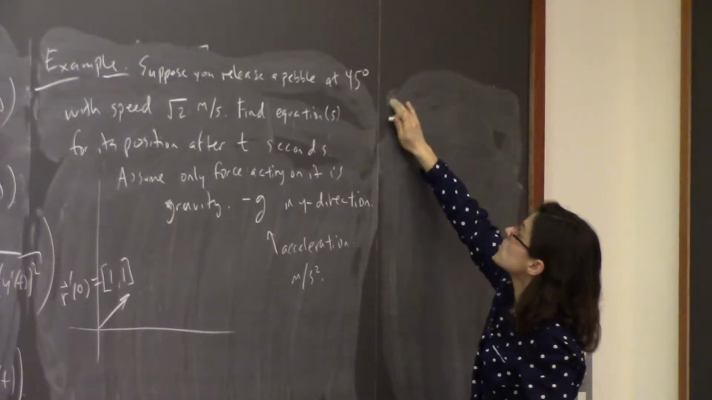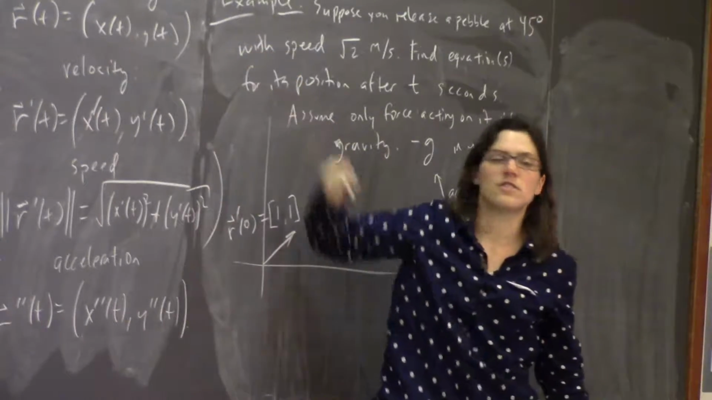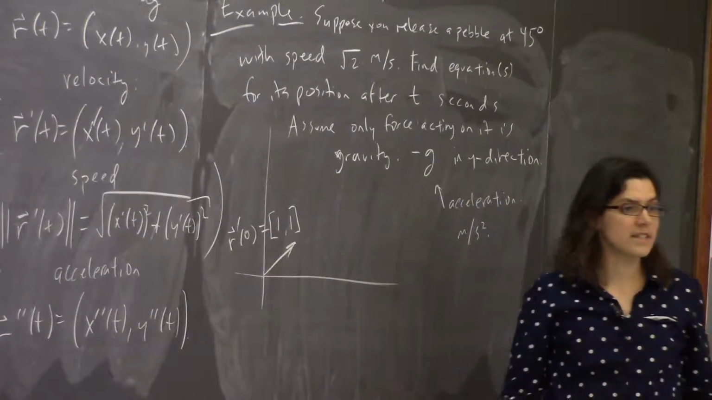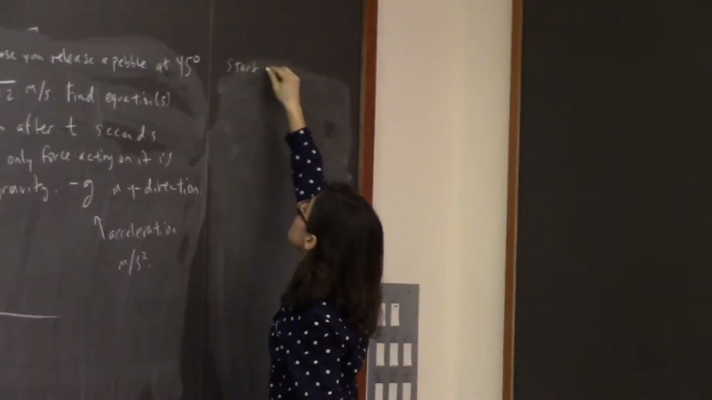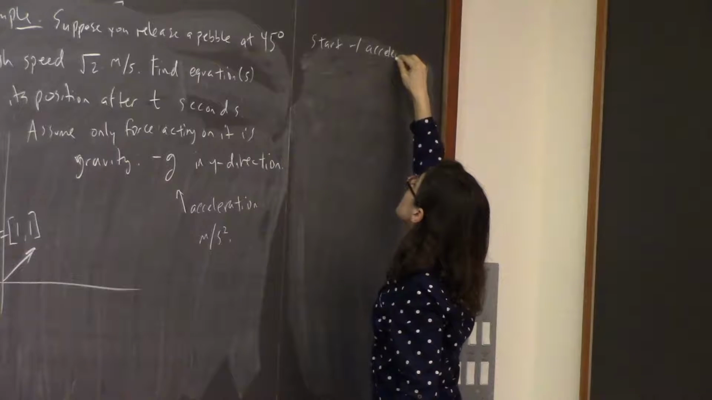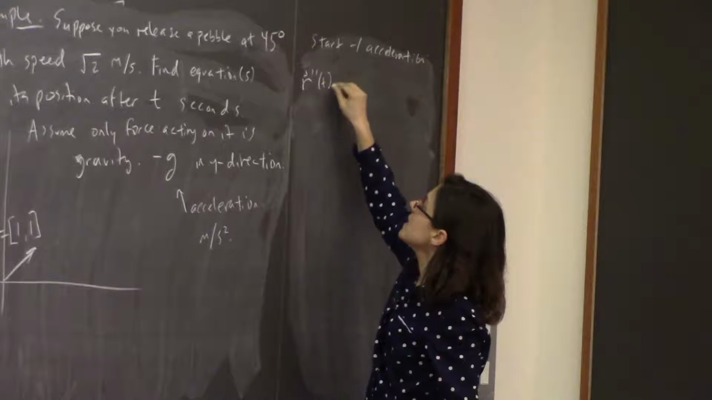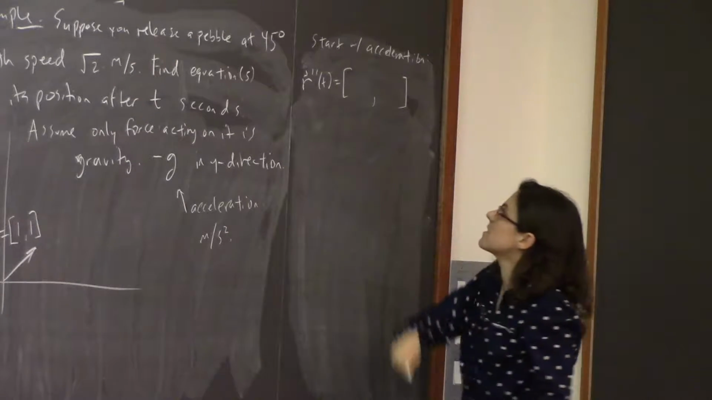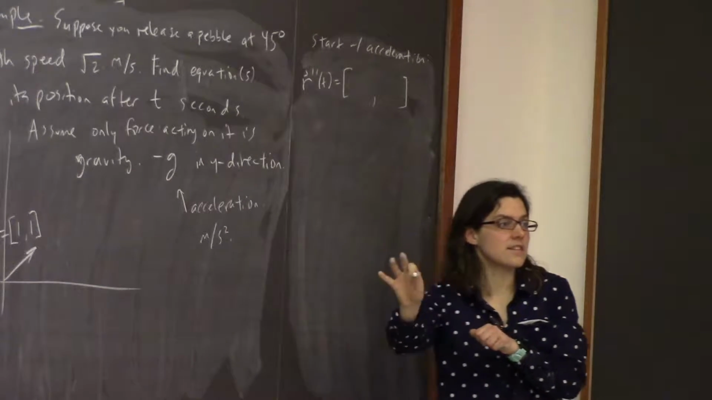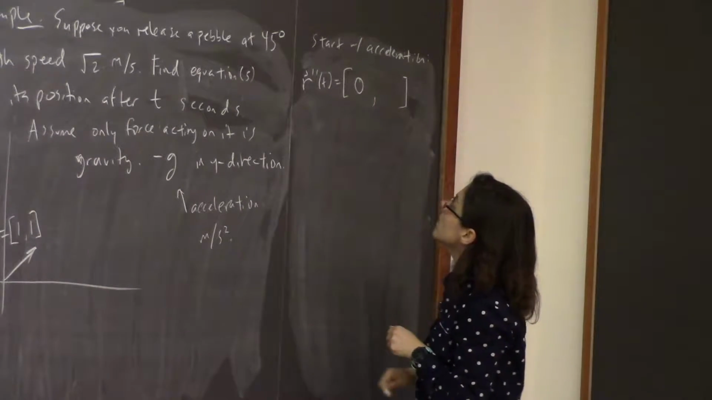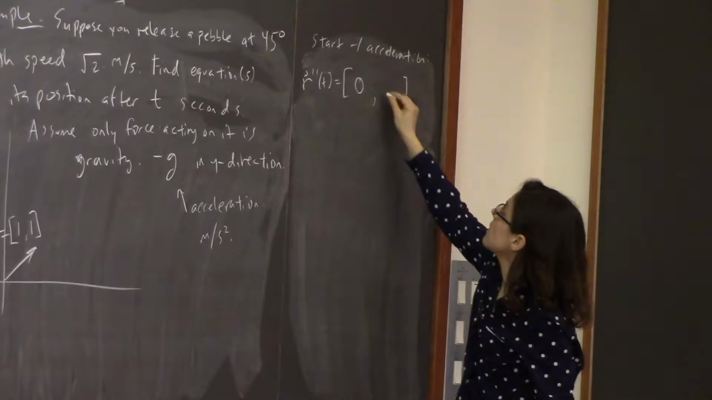OK, so let's do this. So now we're going to start with the acceleration, which we know, and go back and get the position, which is what we want. So we know that r double prime of t is something in the x direction and something in the y direction. Let's see. Nothing is pushing on the thing in the x direction. The acceleration in the x direction is 0. And in the y direction, gravity is pulling down by negative g. So negative g.